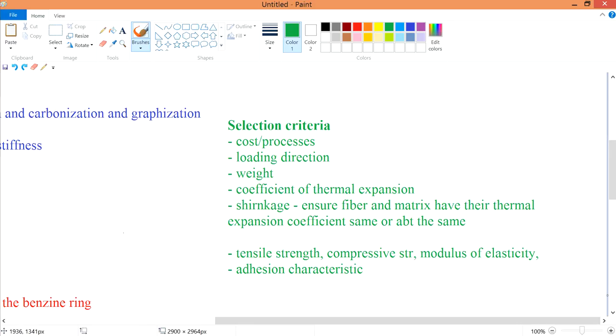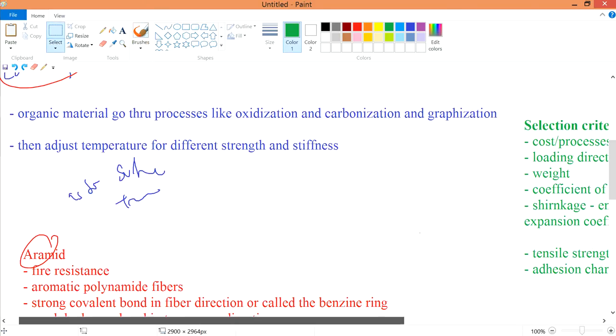And you have to consider all the mechanical properties. Alright, and its adhesion characteristics, because you're going to stick your fibers onto the matrix. Adhesion is very important. Alright, how well can the fiber stick onto the matrix? The better it sticks onto the matrix, the stronger the bond is. Alright, so it's very important, and therefore these are the selection criteria for your fibers.